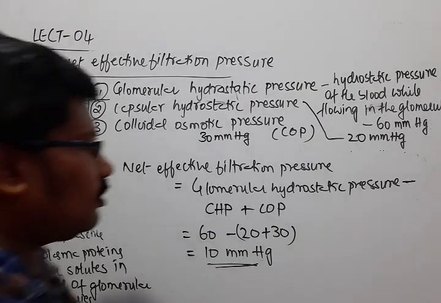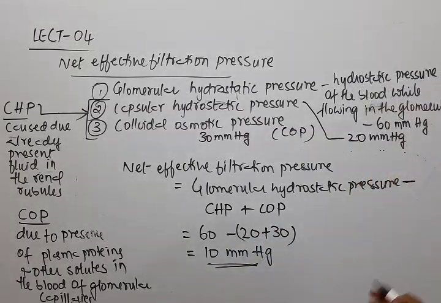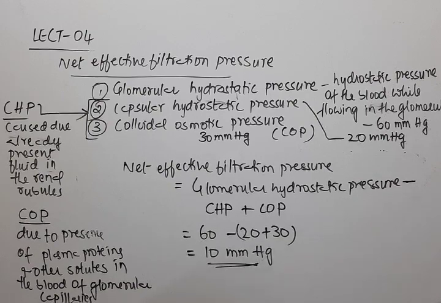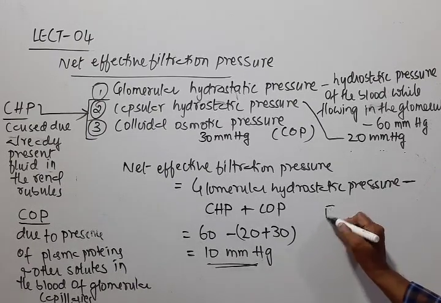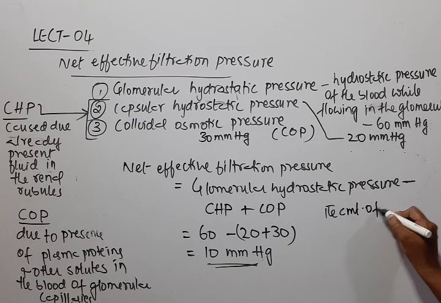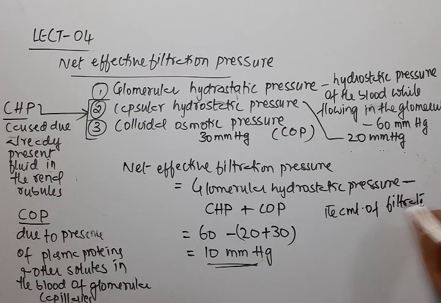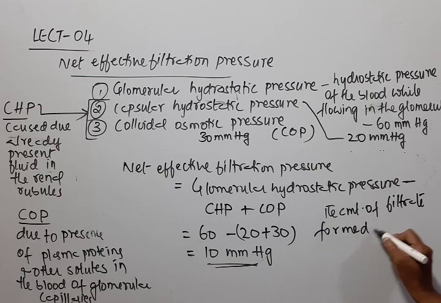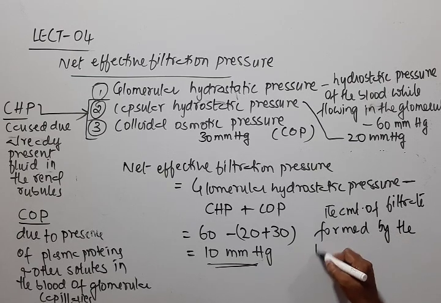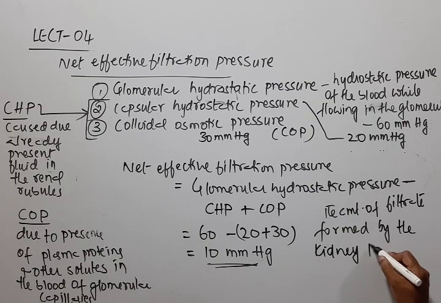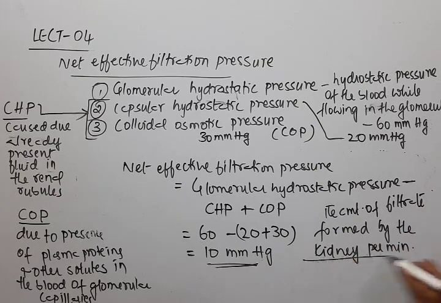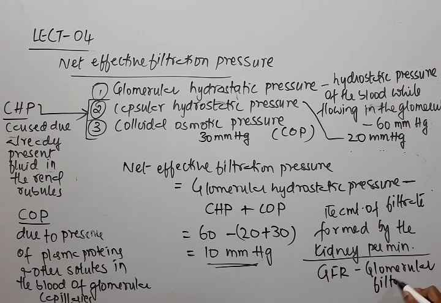So the amount of filtrate formed per minute in the kidney is what we call the glomerular filtration rate. The amount of filtrate formed by the kidney per minute is what we call the GFR. That stands for glomerular filtration rate.